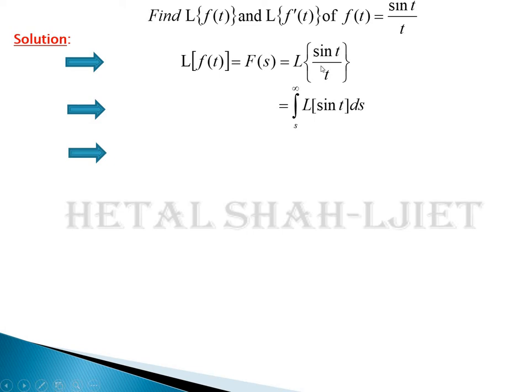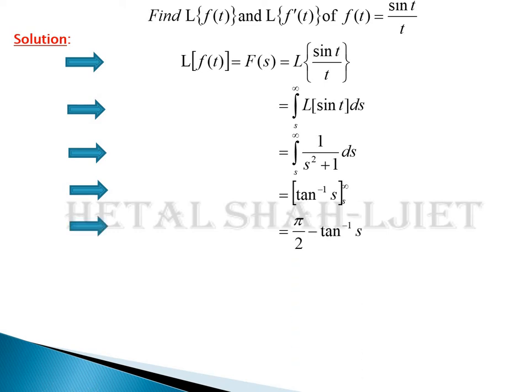here t is in the denominator. For that we can write integration from s to infinity with respect to ds, and this sin t is our function. So Laplace of sin t is 1 upon s square plus 1, and the integration of this term is tan inverse. By applying the limit, we get pi by 2 minus tan inverse s, because tan inverse infinity is pi by 2, and that is cot inverse s. Okay, so this is the answer for the Laplace of f of t.